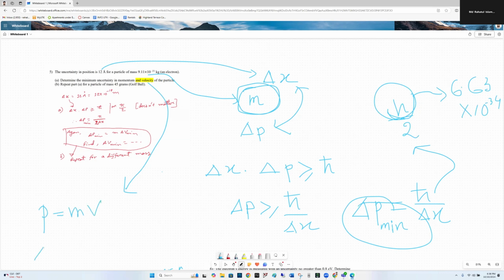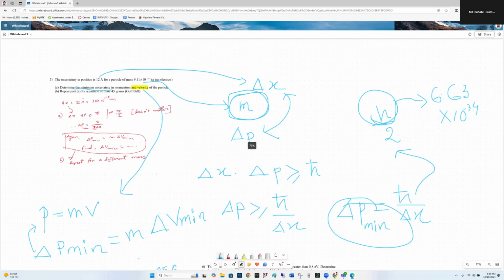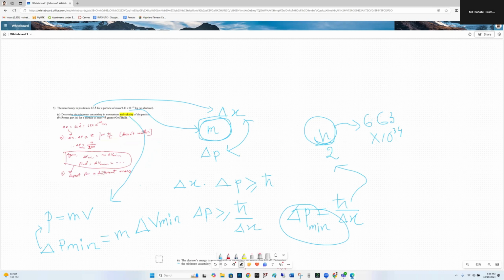So in our special case, we are writing delta p minimum because we have delta p minimum and we have m, and we have to determine the minimum uncertainty in velocity. Okay, so we have to find delta v minimum. So actually this equation comes from this equation. Now it's easy, right? Because we have m and delta v minimum, we just need to rearrange the equation to get delta v minimum, which is delta p minimum divided by m. M is already given in the question, and delta p minimum we have already calculated from this equation.